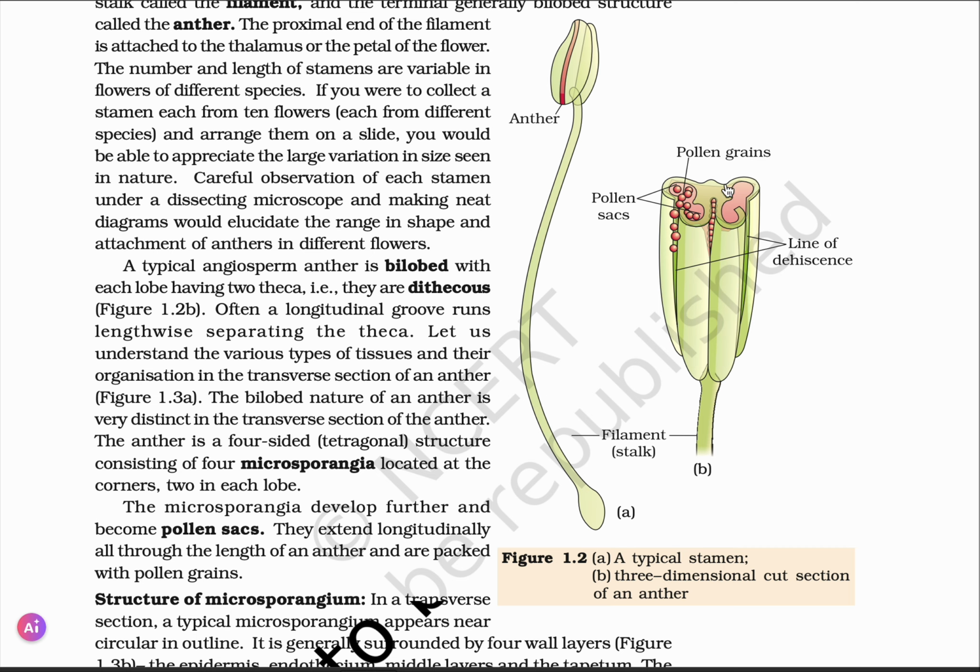So the anther is a trigonal structure. It has four sides and consists of four microsporangia, 1, 2, 3 and 4, and each microsporangium later develops into a pollen sac, as you can see from the diagram, and each pollen sac extends longitudinally to the length of the anther, and these are packed with pollen grains.